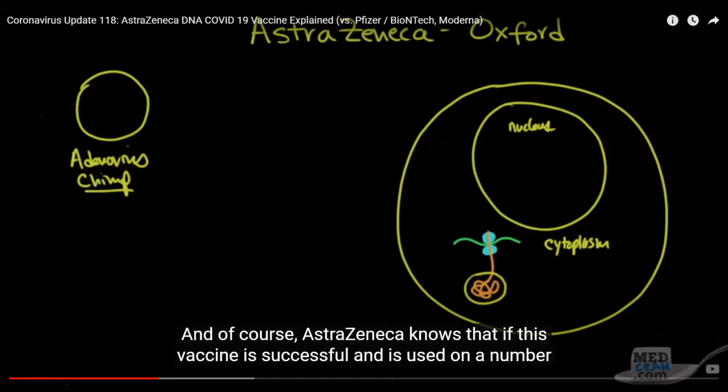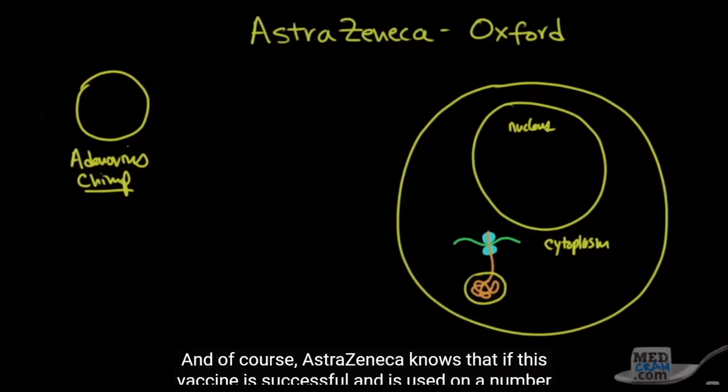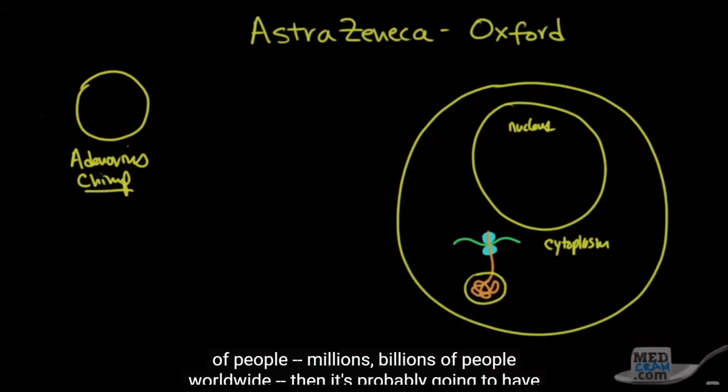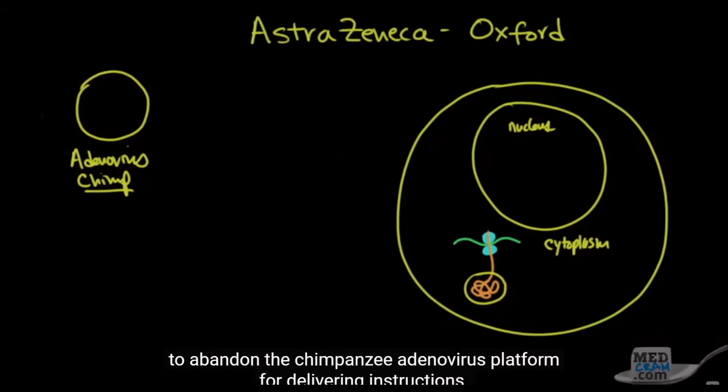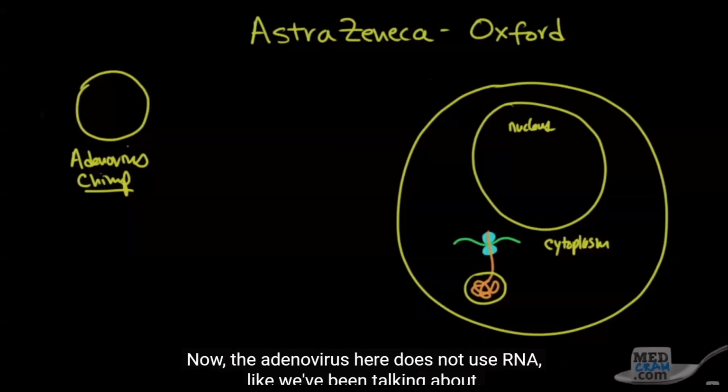And of course, AstraZeneca knows that if this vaccine is successful and it's used on a number of people, millions, billions of people worldwide, then it's probably going to have to abandon the chimpanzee adenovirus platform for delivering instructions. Now, the adenovirus here does not use RNA like we've been talking about. It uses DNA.